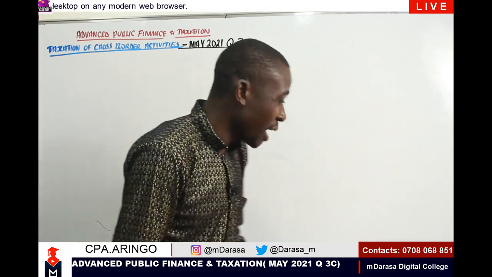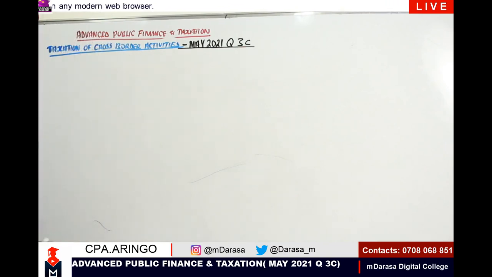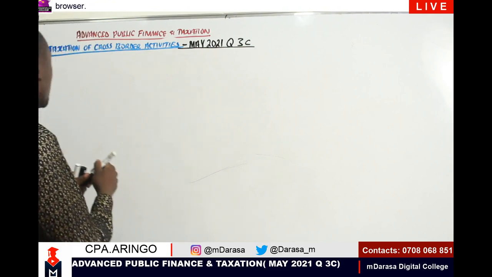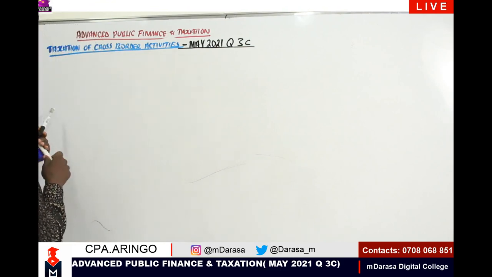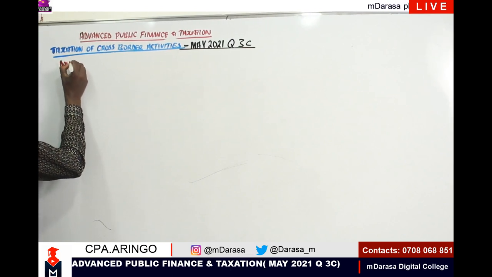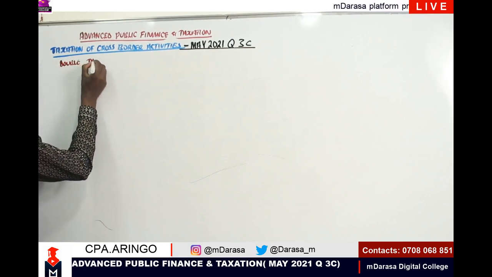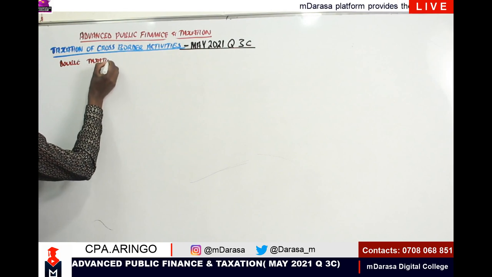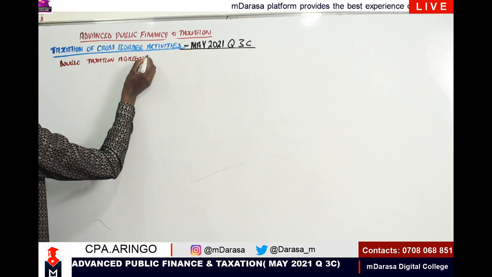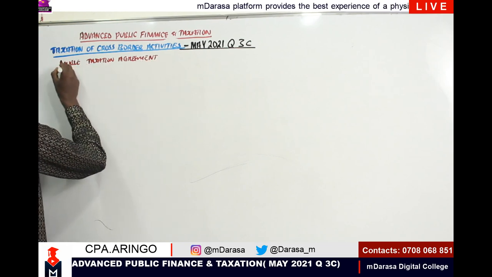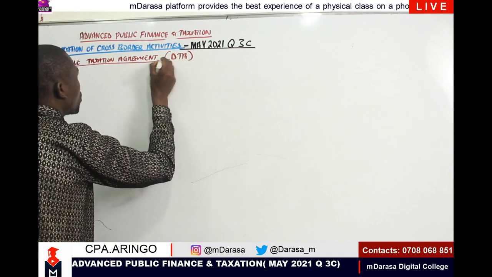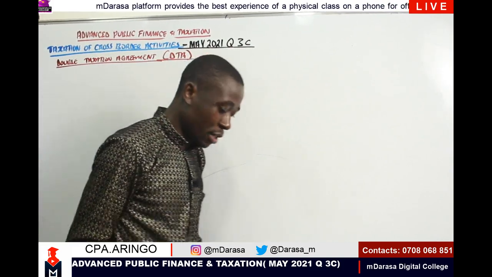And that is why we normally talk about the concept of double taxation agreement. That is where this component known as DTR will come in. Double taxation agreement or treaty, commonly known as DTR. That's why that aspect will kick in.